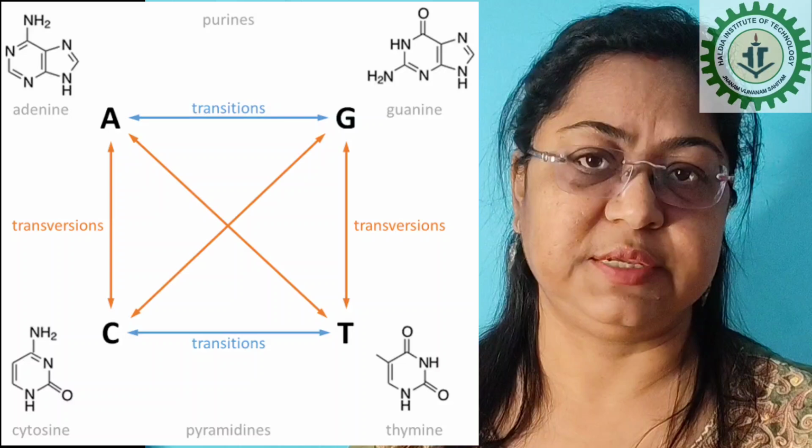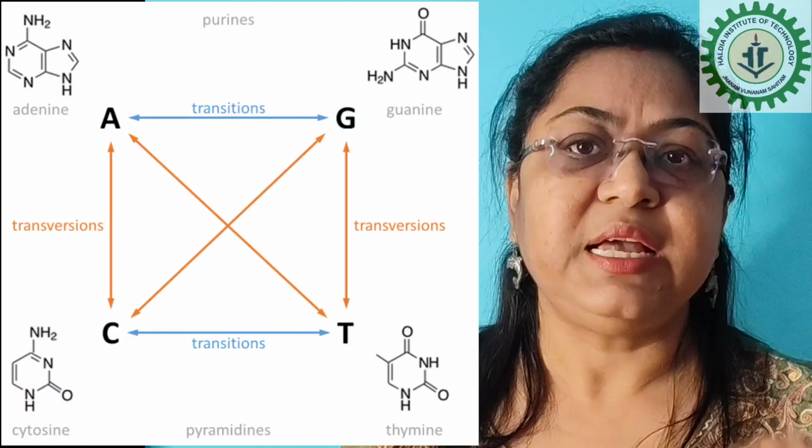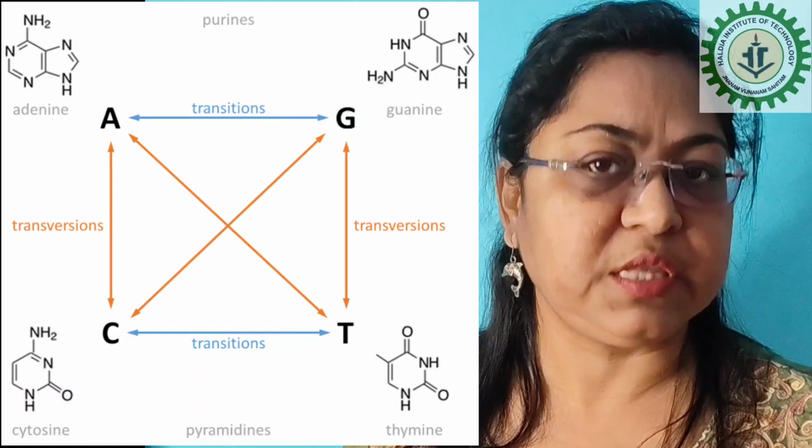Now here I would like to mention one thing, that if a pyrimidine is changed with a pyrimidine and a purine is changed with a purine, such kind of substitution mutations are called transitions. Here you can see that the cytosine is replaced with thymine and guanine is replaced with adenine. That means pyrimidine to pyrimidine, purine to purine in that base pair. So this mutation is called a transition mutation.